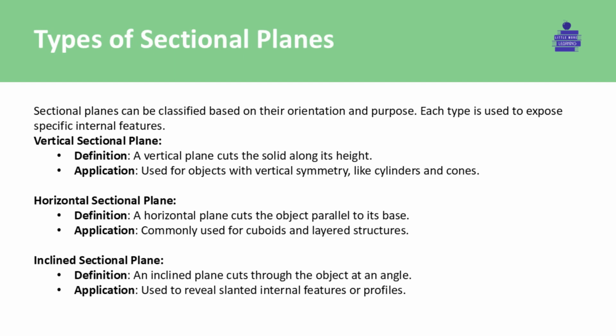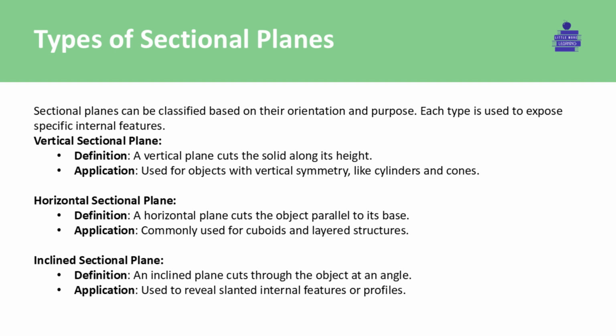Now, let's dive into the different ways we can cut through our objects. Just like a master chef has different cutting techniques, engineers have various sectioning planes. First, we have the vertical sectional plane. Imagine cutting straight down through an object, like slicing through a birthday cake from top to bottom. This is particularly useful when we're working with objects that have vertical symmetry, like cylinders or cones.